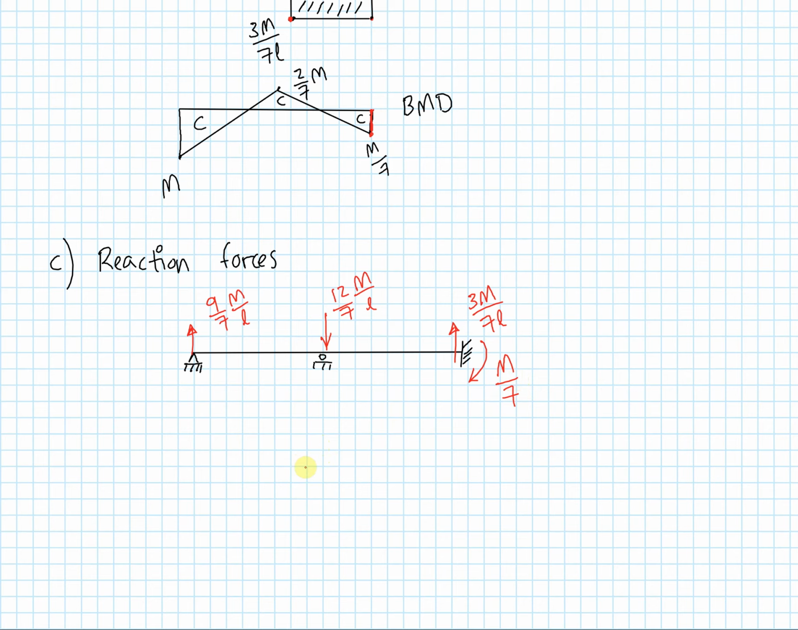Okay, so that was it. That was a simple example involving the stiffness method for flexural elements. In the next lecture, we're going to talk about the flexibility method, which is the inverse of the stiffness method. And in the final lecture, we'll do a more advanced example.